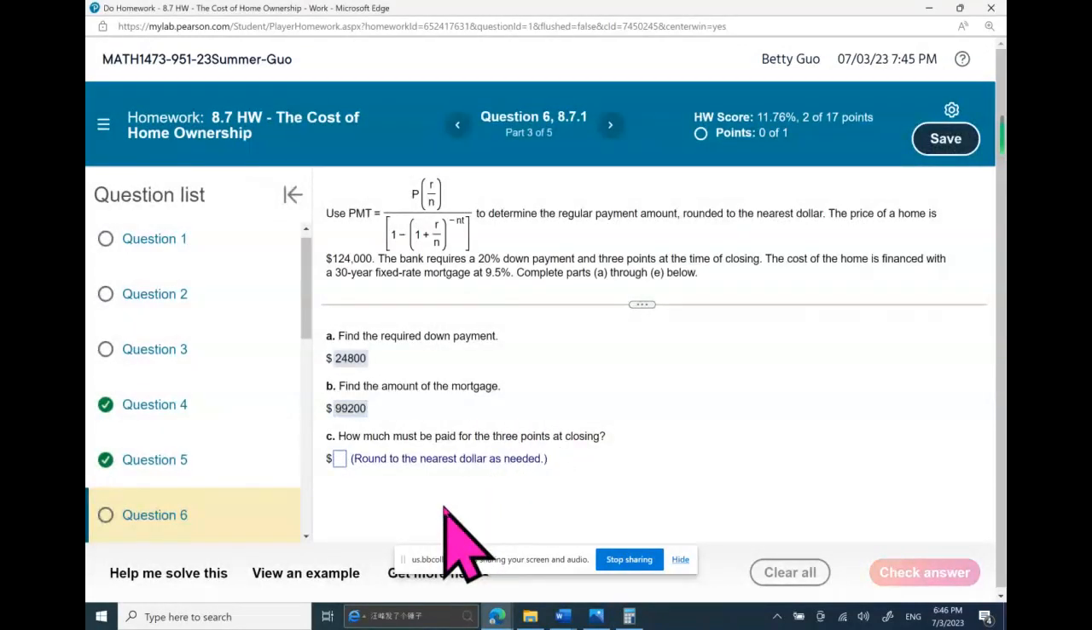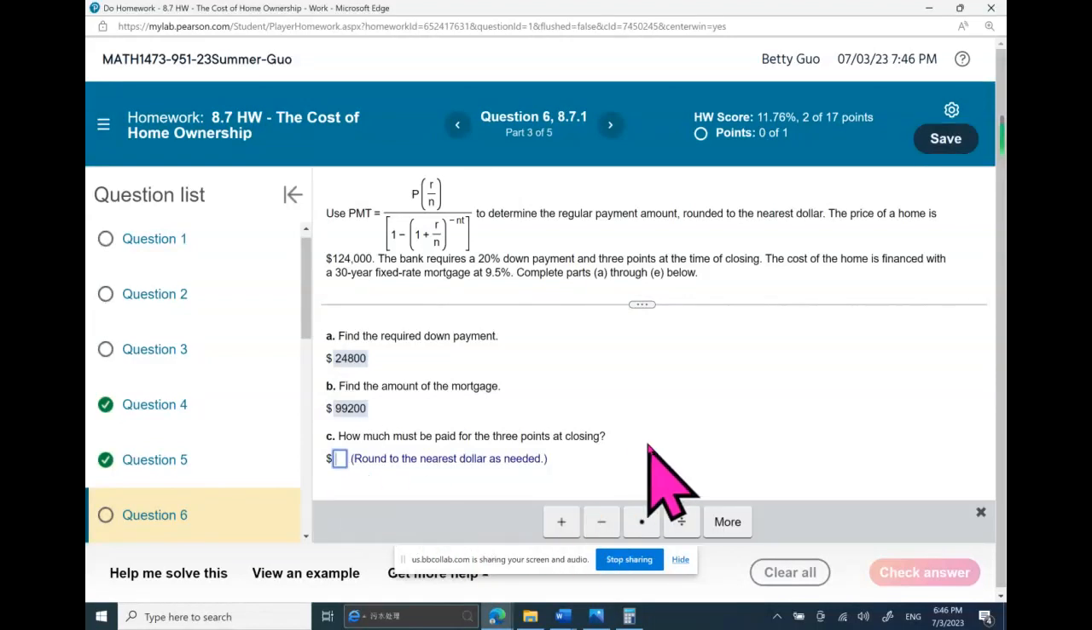Part C, how much must be paid for the 3 points at the closing? Here we need to be careful. What is a point? At the closing, 1 point is 1% of your mortgage. It is not 1% of the home price, not the sales price of the home. It is 1% of your loan amount. So here 3 points is going to be 3% of the mortgage.